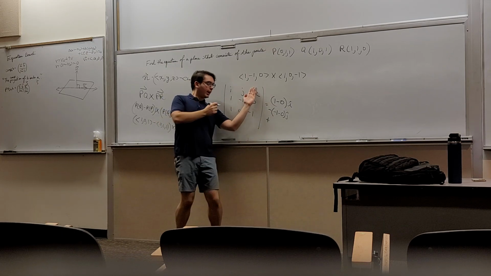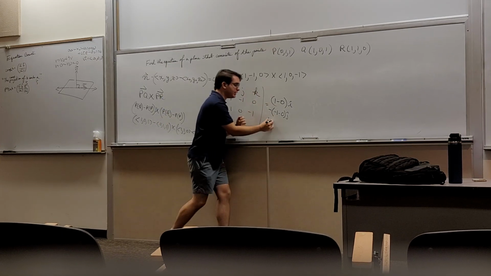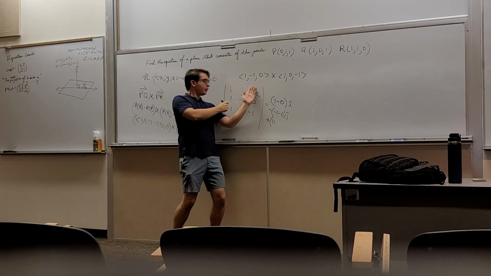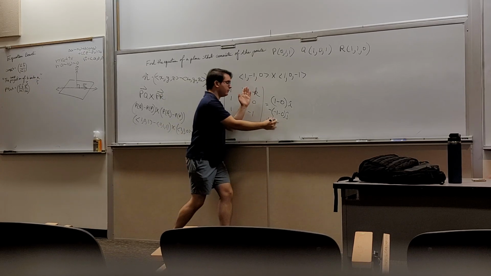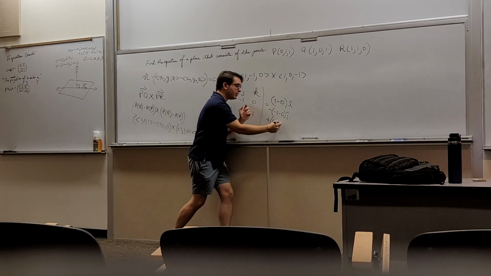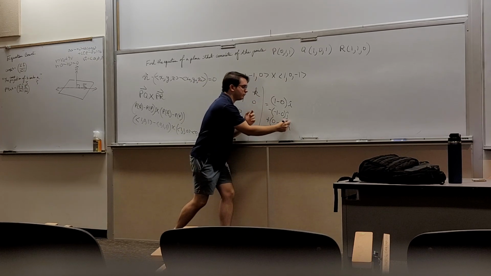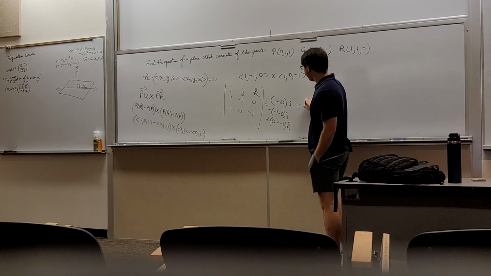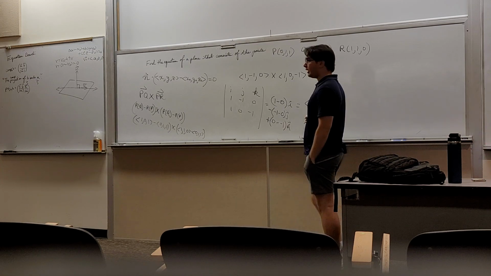I hold my hand over k and I do multiplication down this branch, of which I get 0. 0 minus 1 times negative 1, which is negative 1. Okay? So my cross product ends up coming out to (1, 1, 1). That's not changing.